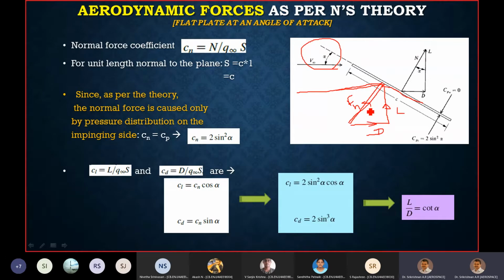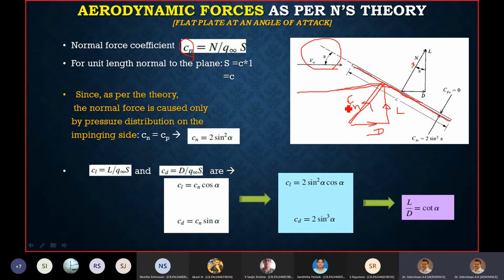So even here, that notation N that is shown here is the force that is experienced on the face that is towards the flow, not the leeward one. So when you have this kind of a resolution, now it's quite straightforward. The normal force coefficient can be written as Cn equals N divided by q infinity S.